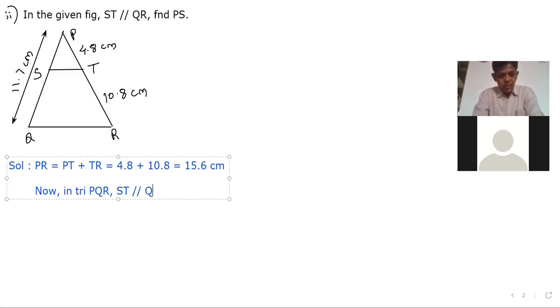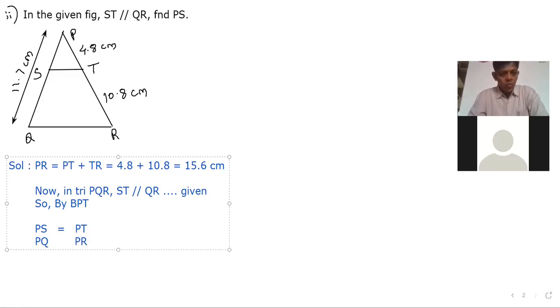ST parallel to QR is given, therefore by BPT, straight away, PS upon PQ, part upon whole, is equal to PT upon PR, part upon whole. PS we need to find.